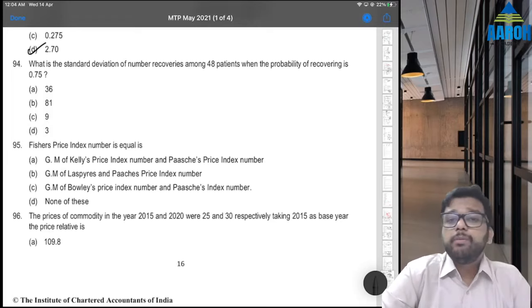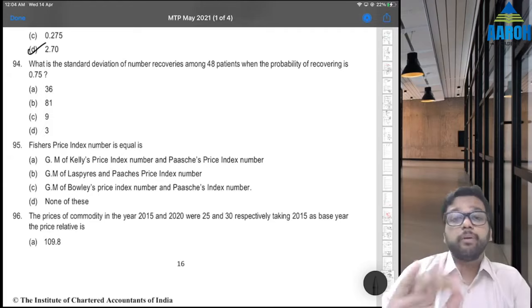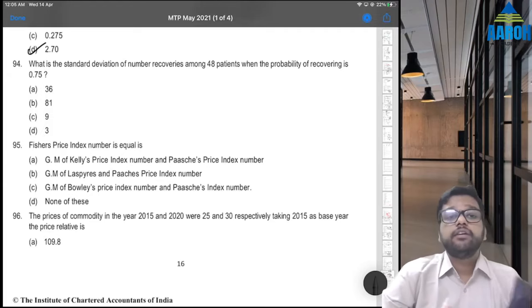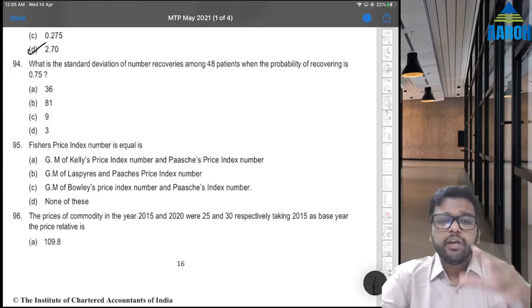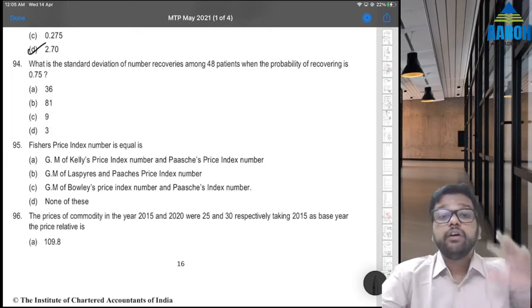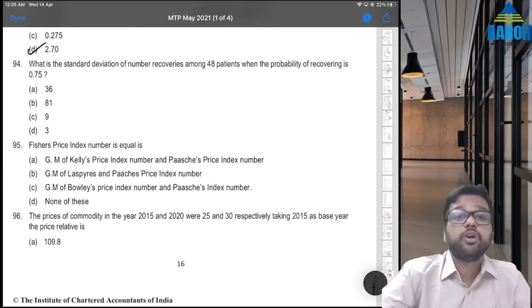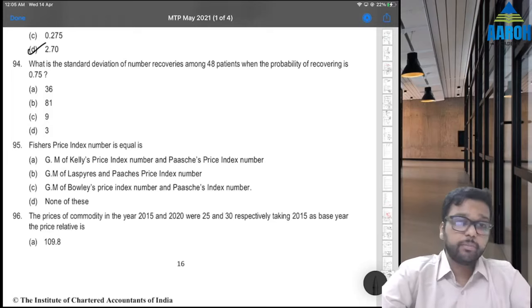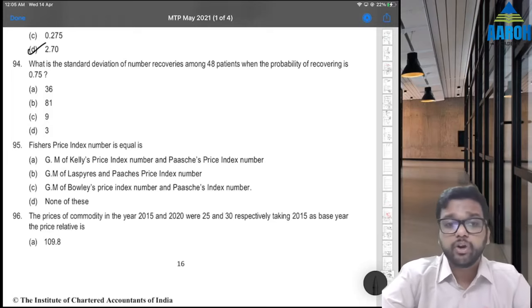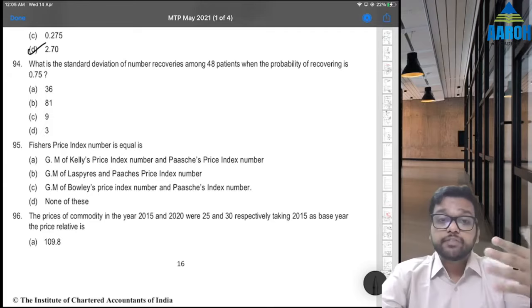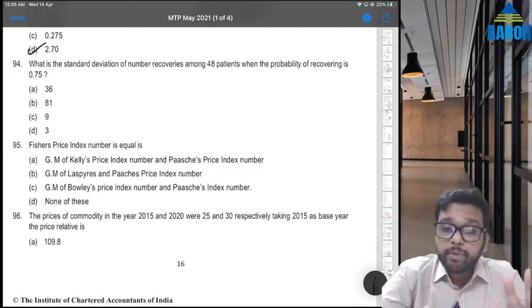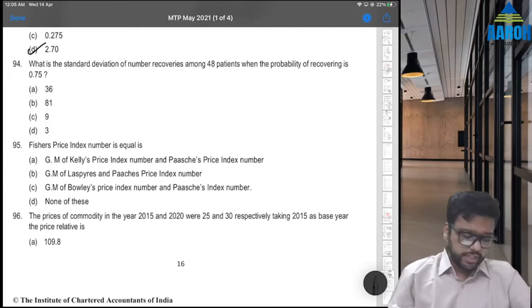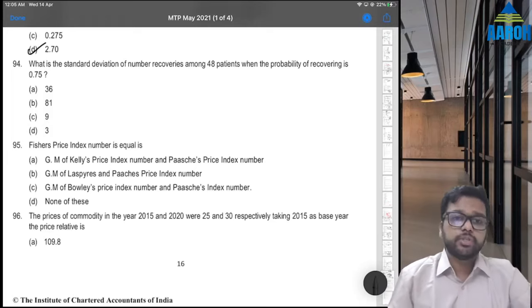Next. What is the standard deviation of the number of recoveries among 48 patients when the probability of recovering is 0.75? Probability of recovering and probability of not recovering, that means this is success and failure, and each patient will be independent assuming the disease is not contagious. Okay, कोरोना वगैरह के जैसे, कोविड का जो डिसीज चल रहा है अभी, उसके लिए we cannot use binomial distribution because it spreads from patient to patient. Probability is not independent of each other.